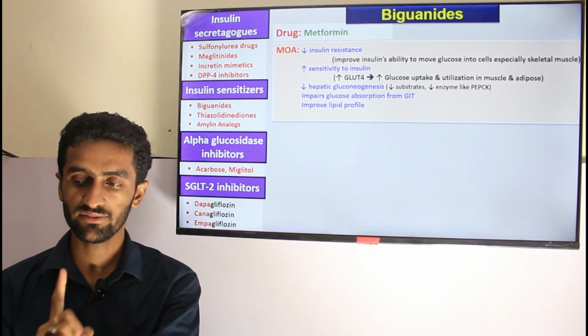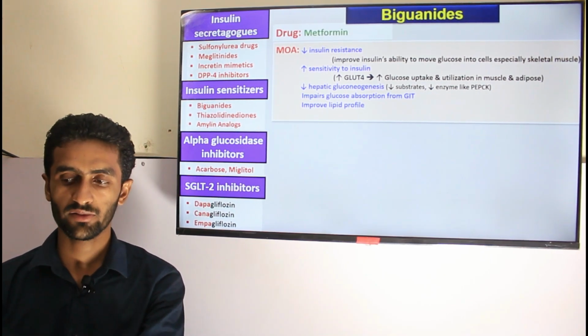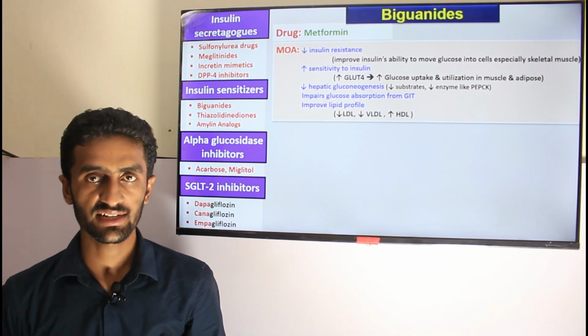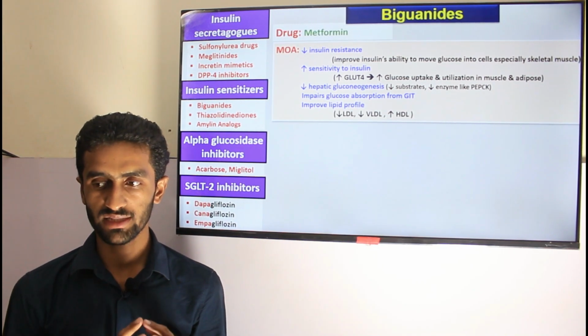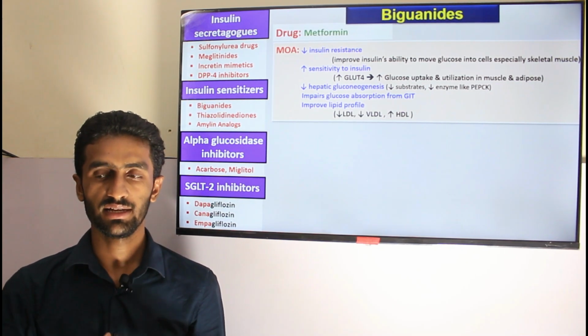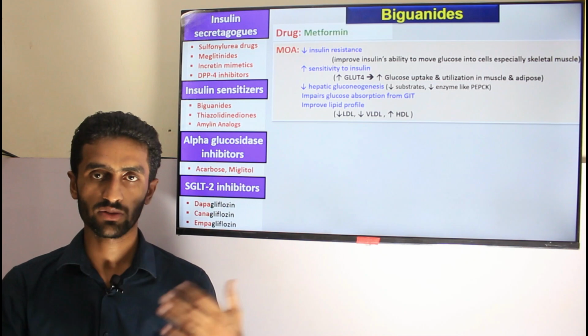So one of the other beneficial points is that they improve the lipid profile. How? Because they decrease the LDL and VLDL and increase the HDL. So there are two beneficial points. On the one hand, they are improving the lipid profile. On the other hand, they are improving your glucose level.